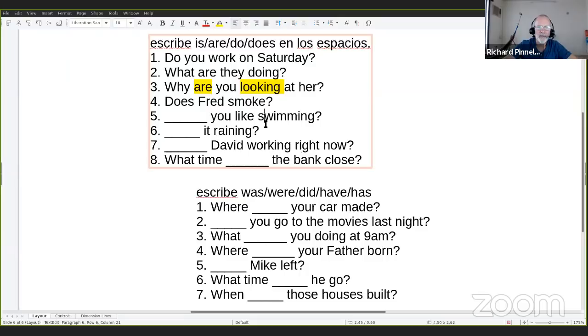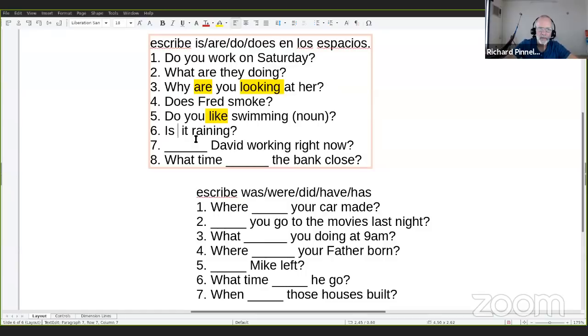Number five. Do you like swimming? Very good. Yeah, este es como una trampa, porque como tengo el swimming aquí, parece que está en el presente continuo, pero no es, porque el verbo aquí es el verbo like, so es en el presente simple. El swimming sí lleva el ing, pero aquí es un sustantivo, es un noun. So, a veces usamos la forma ing para sustantivos. Good. Number six. Is it raining? Yeah, en esta ocasión vamos a usar el verbo be. Is it raining? Es el continuo.